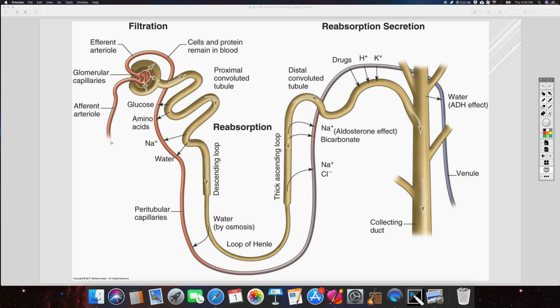Now, the glomerulus, which is just a little bundle of capillaries, is fed by what's called the afferent arteriole. And this afferent arteriole feeds blood into this glomerulus, and that pushes fluid out into this first part of the renal tubule called Bowman's capsule. Okay, so this is Bowman's capsule. So it captures this fluid that's pushed out from the blood.